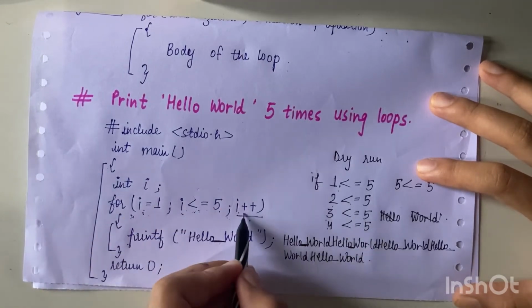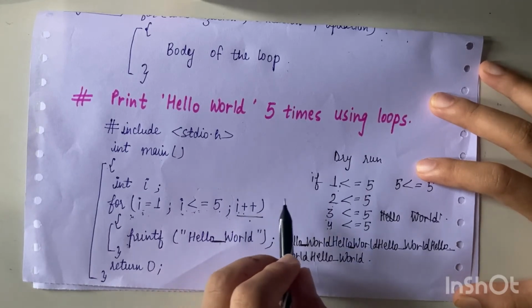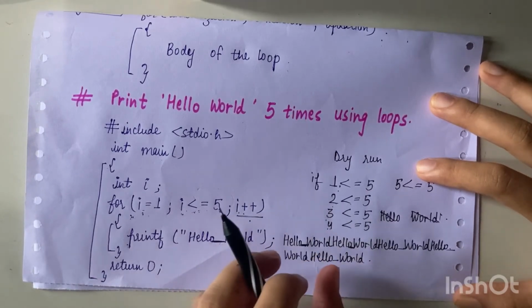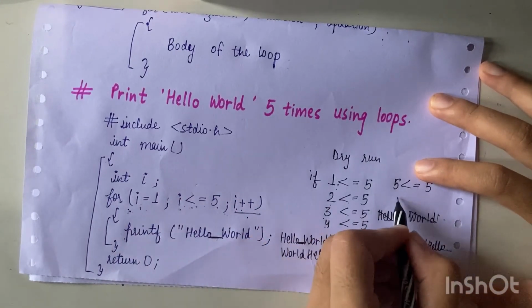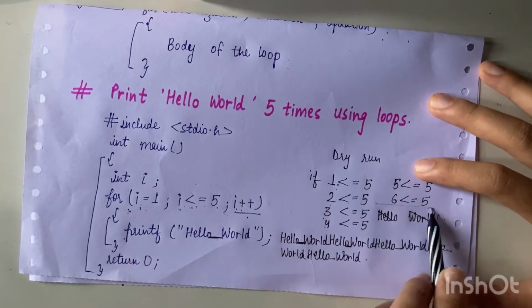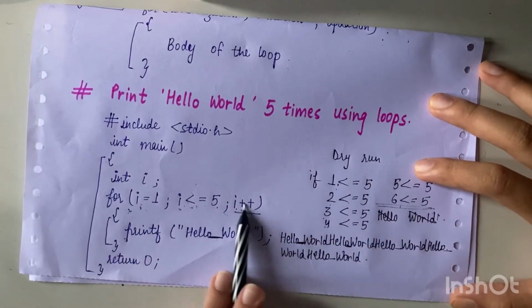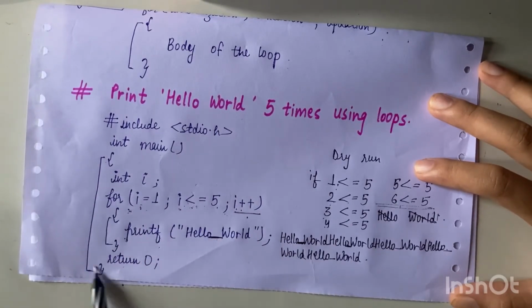Next time i will update. I was previously 5. Sorry, i equals 5 plus 1 will be 6. I is 6, so 6 less than or equal to 5. This condition is false for i equals 6. Then it will not get inside the loop. It will come out of the loop and it will return 0 and the program will end.